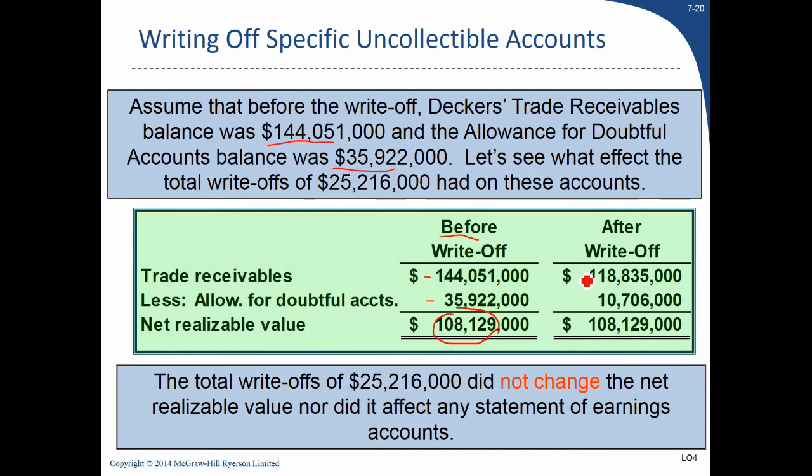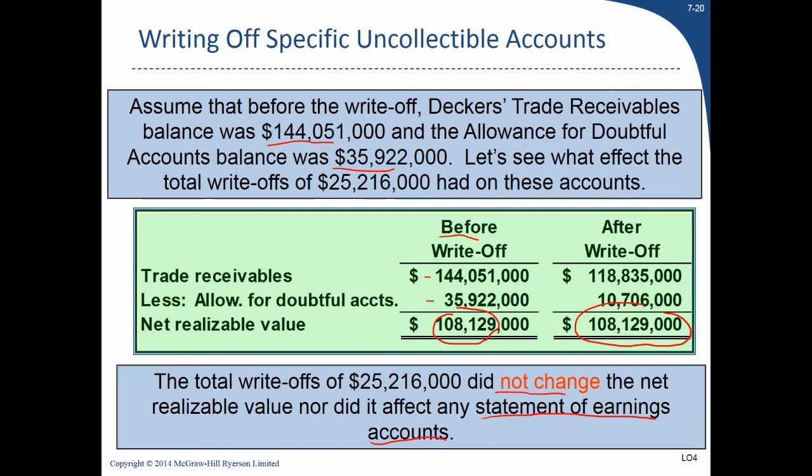So trade receivables has gone down to 118.8 million. AFDA has gone down to 10.7 million, but our NRV is the same. Okay, the write-offs do not change the NRV, nor do they affect the statement of earnings accounts. So that's what we actually want to achieve with this. With the matching principle, we wanted to have recognized all of those movements in earnings and assets. At the same time, we recognize the revenue.